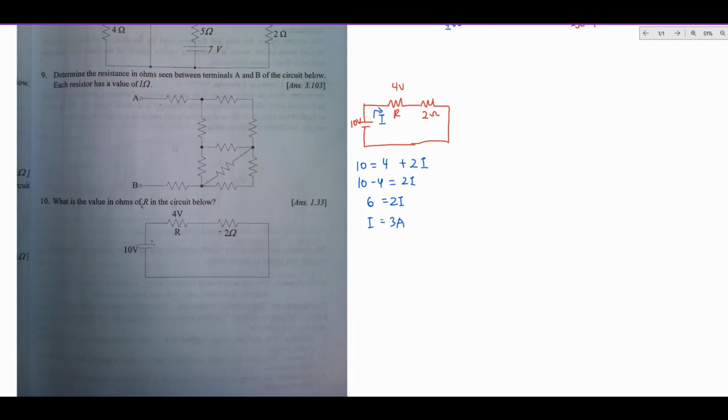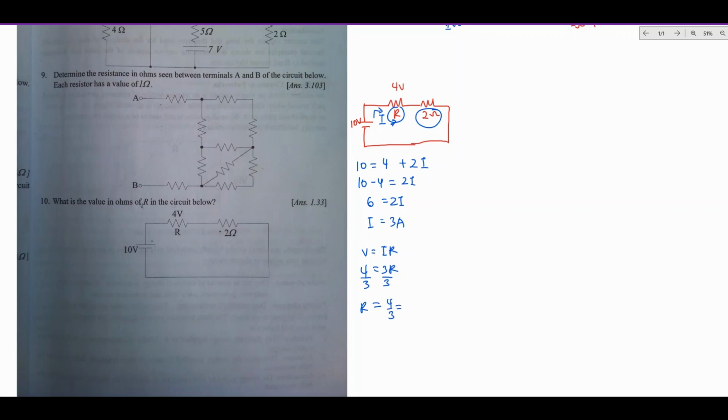So I will be the current flowing through the whole circuit, and you know that the resistor R and the 2 ohms resistor are in series. So that means that the current that flows through this will be the same as the current that flows through this. Therefore the current flowing through the R resistor will be I, and you know that voltage equals current times resistance. You know the voltage drop across the R resistor, so I'm going to have 4 equals I, which we know is 3, multiplying R. So at the end we are going to divide by 3 to get the value of R. So R will be equal to 4 on 3.